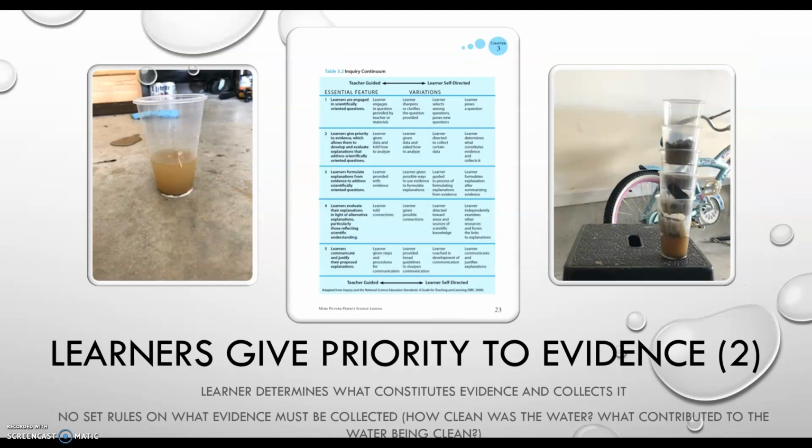The second feature on the continuum is that learners give priority to evidence. There were no set rules specifically on what must be collected, but I determined that it was how clean was the water and what contributed to the water being clean. This was also my first attempt in the pictures, and you can see my water did not end up being very clean. That was part of my evidence. And why? You can see that in the picture to the left, the white on the bottom of the cup. So I put the alum in there in the wrong step.